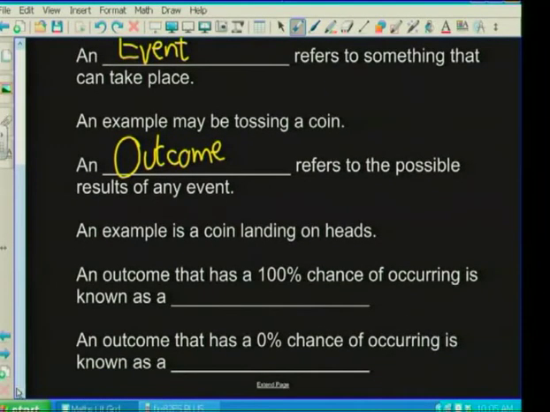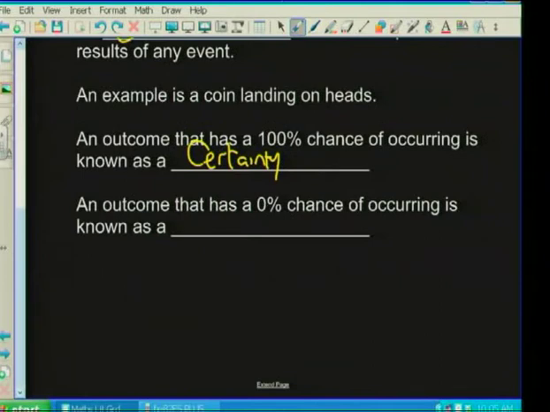Here again, just to recap, an outcome that has a 100% chance of occurring is known as a certainty. And an outcome that has a 0% chance of occurring is known as an impossibility.